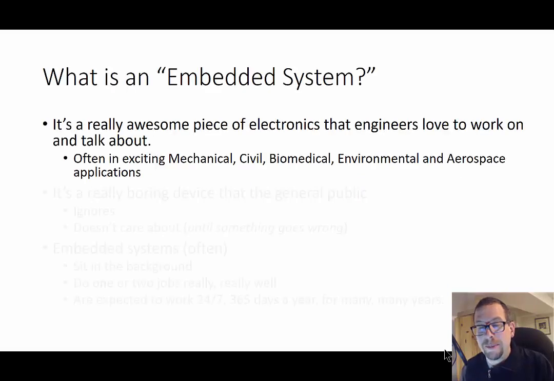So what's an embedded system? Well, basically, from an engineering perspective, it's this awesome piece of electronics that's programmed with fabulous software, and it allows you to work with all sorts of really interesting people in often other engineering or science domains, like in mechanical engineering or biomedical engineering or civil or aerospace applications. So it's a really important and integral part of a lot of good engineering projects.